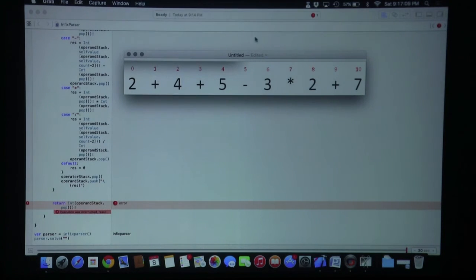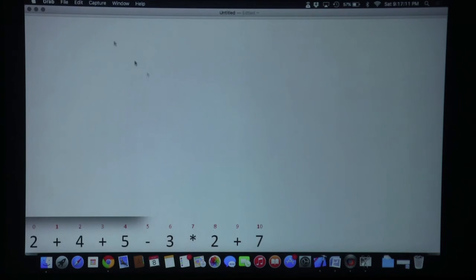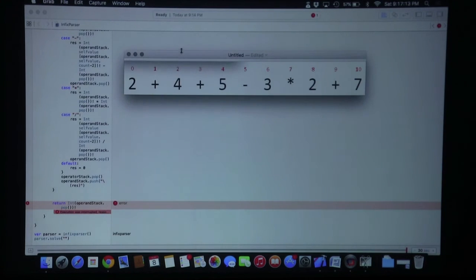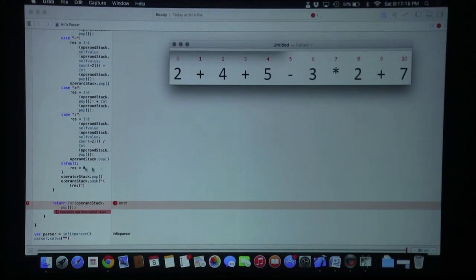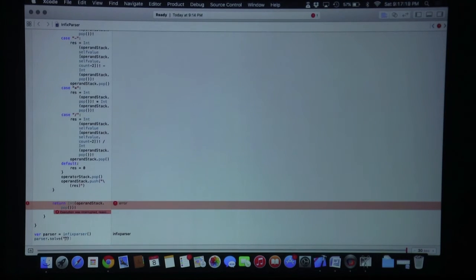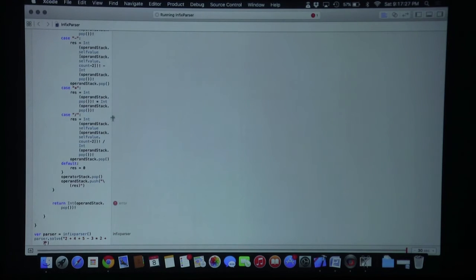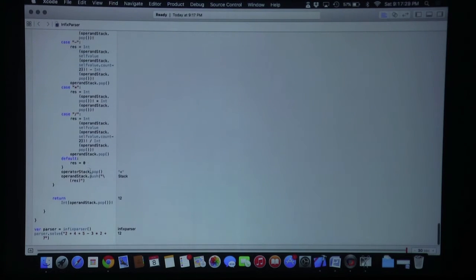So now let's put this into our little contraption. Actually, you know what, that wasn't such a good idea. Anyway, let's put this into our little code. So 2 plus 4 plus 5 minus 3 times 2 plus 7. Let's see what this program gives us. And the answer is 12.